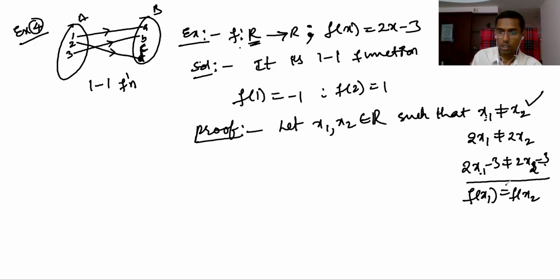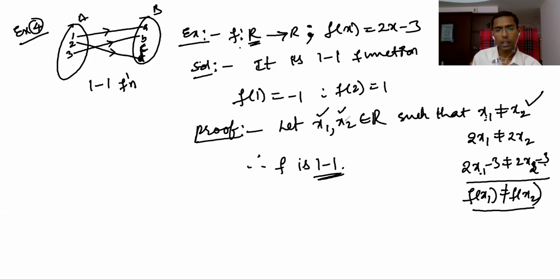Here in the place of x1, x2, you can take any two real numbers. You can prove like this: different elements have different images. Therefore, what can you say? f is one-one. Like this you have to prove, if at all you have to prove. Because x1, x2, which real numbers, you don't know. Therefore, for every real number, it's called generalization. You take any two different real numbers, x1 not equal to x2.